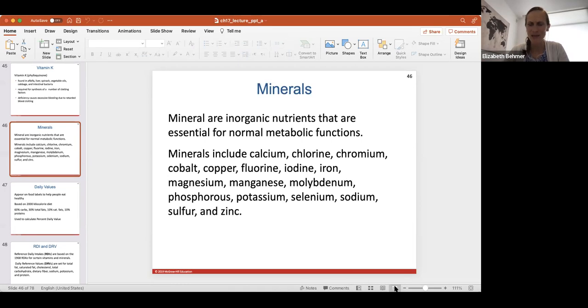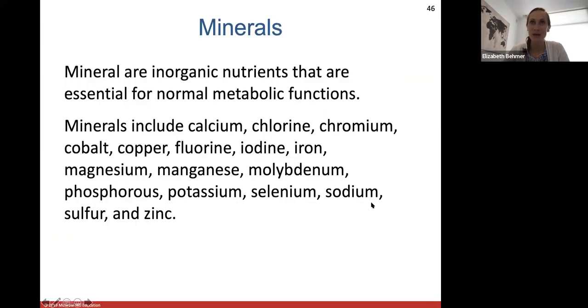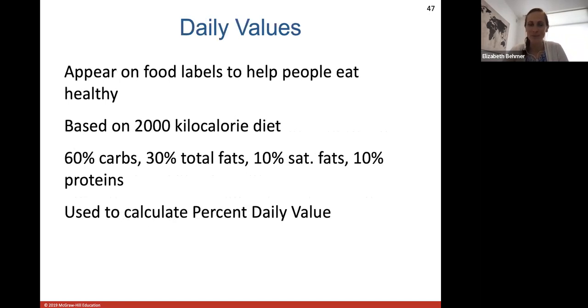So I think we ended about 10 days ago before Thanksgiving. We went through the vitamins, and now we'll talk about minerals. Minerals are anything inorganic that are essential for normal metabolic functions, and minerals that our body needs will include calcium, chlorine, chromium, cobalt, copper, fluoride, and you can read through that list there. So lots of minerals our bodies need as well.